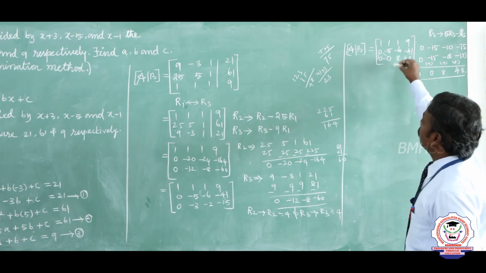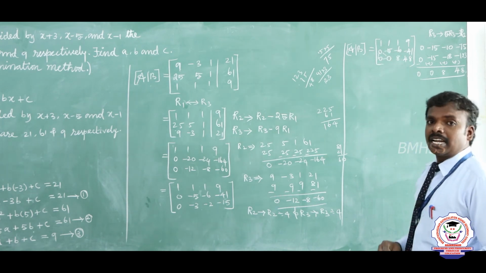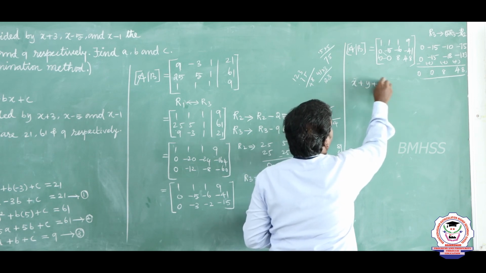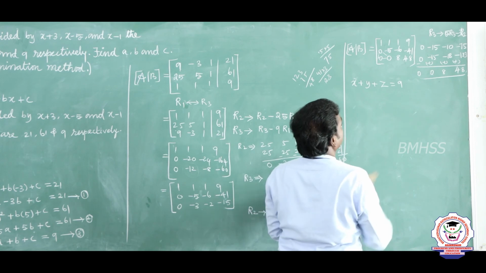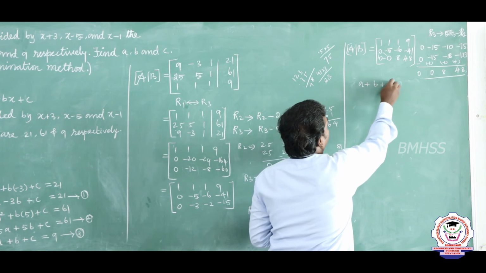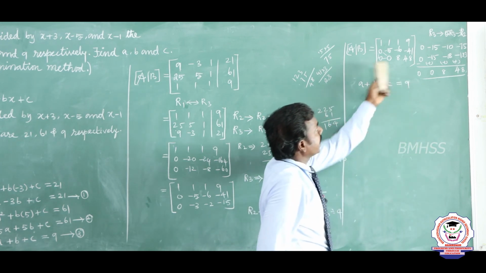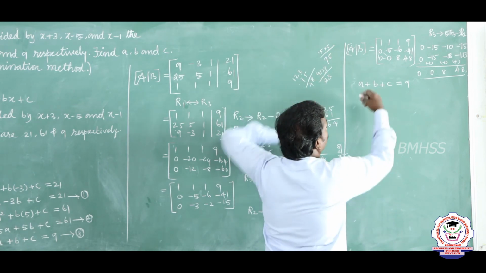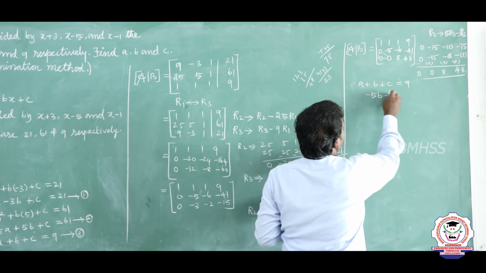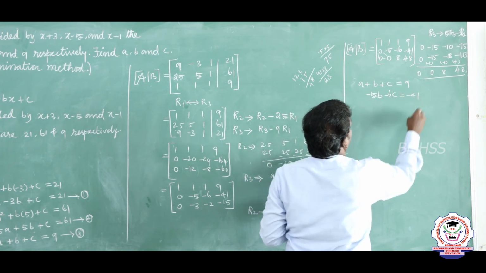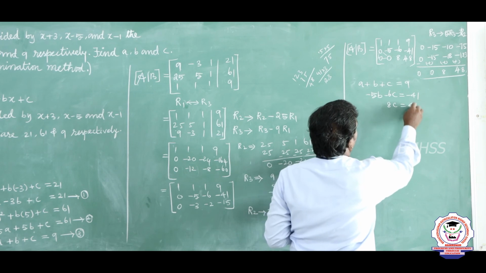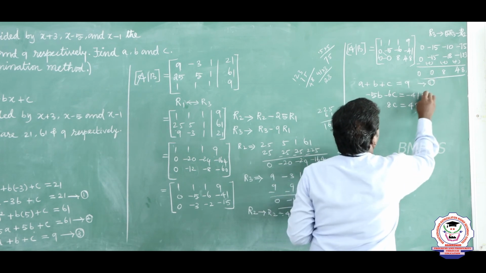Now I am going to write the equivalent system using this echelon form. From the first row I can write the equation x plus y plus z equal to 9. So not x y z, the question they given a b c. Therefore a plus b plus c is equal to 9. From the second row, the coefficient of a is 0. So there is no a. Minus 5b and minus 6c equal to minus 41. The last row 8c equal to 48. This is equation number 1. This is equation number 2.